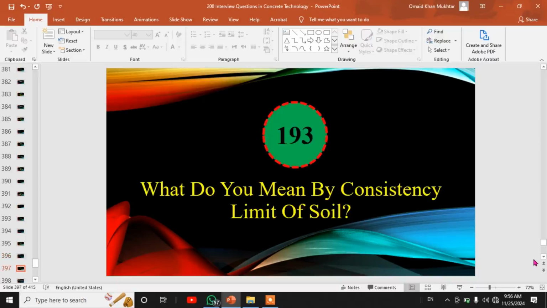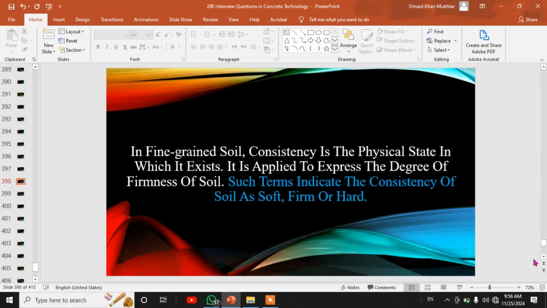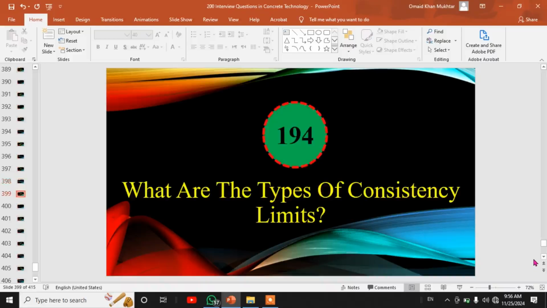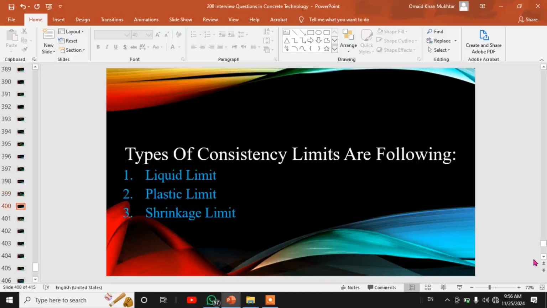193. What do you mean by consistency limit of soil? In fine-grained soil, consistency is the physical state in which it exists. It is applied to express the degree of firmness of soil. Such terms indicate the consistency of soil as soft, firm, or hard. 194. What are the types of consistency limits? Types of consistency limits are following: liquid limit, plastic limit, shrinkage limit.